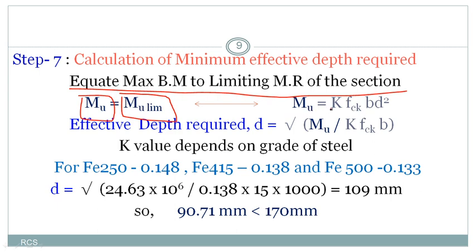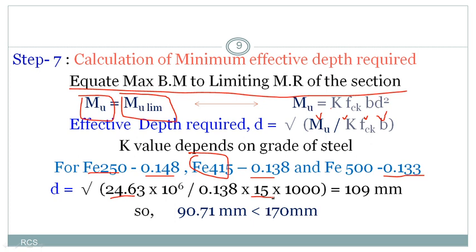And k value depends upon the grade of steel. For Fe250 it will be 0.418, for Fe415 it is 0.138, and for Fe500 it is 0.133. Now substitute the values of Mu, k, fck and b, and we will get the minimum effective depth required to resist that bending moment. Now substitute here, Mu is 24.63 into 10 power 6 by 0.138, as we are using Fe415 steel, and the grade of concrete we are using is M15.